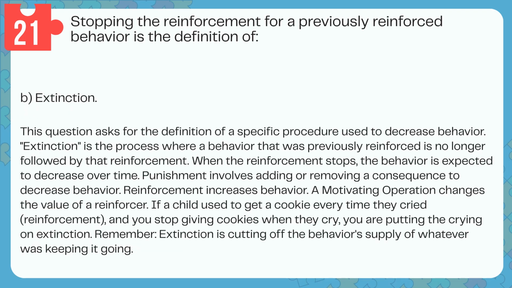Answer B. Extinction. This question asks for the definition of a specific procedure used to decrease behavior. Extinction is the process where a behavior that was previously reinforced is no longer followed by that reinforcement. When the reinforcement stops, the behavior is expected to decrease over time. Punishment involves adding or removing a consequence to decrease behavior. Reinforcement increases behavior. A motivating operation changes the value of a reinforcer.